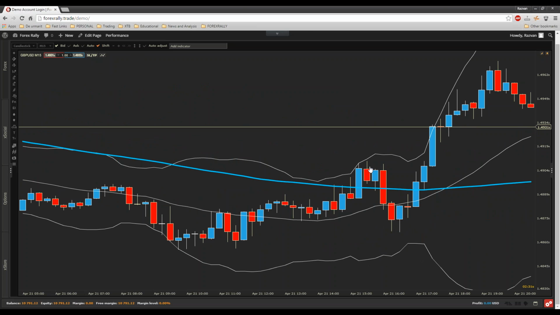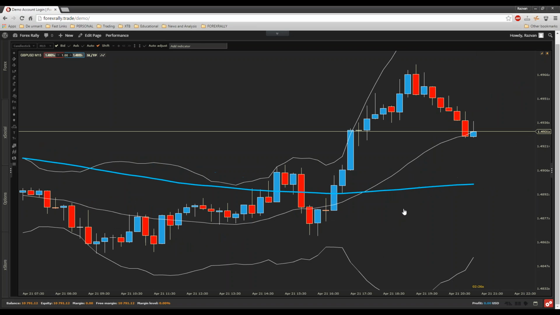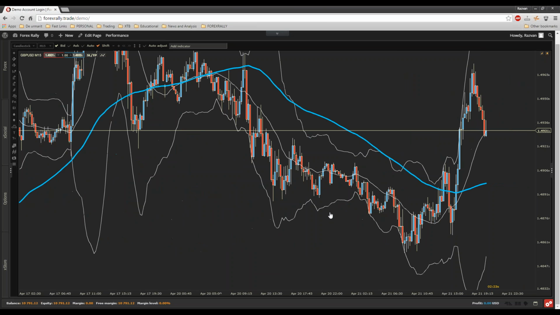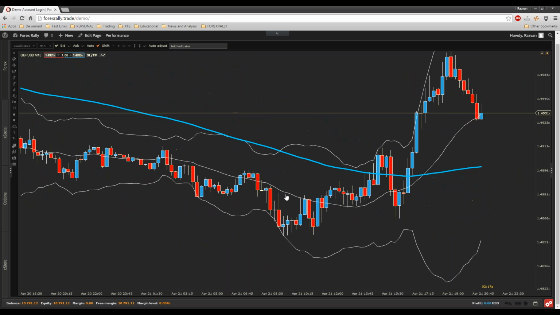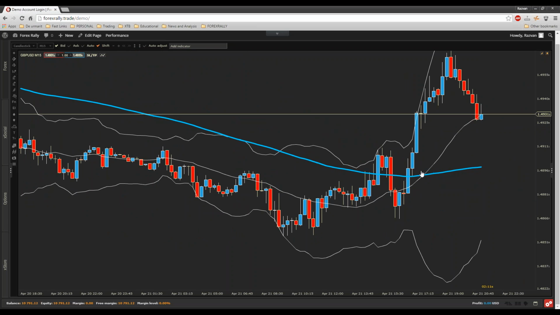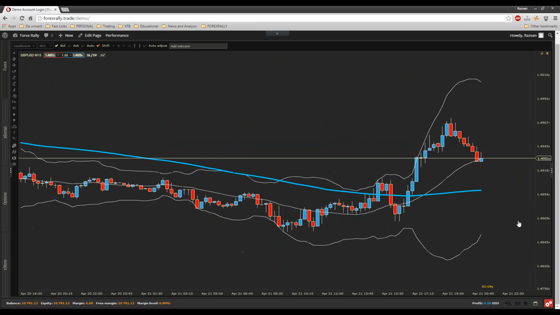So again, it was a range, the price dropped. Now look at this, look what's happening now. After a period of almost sideways movement, the price started to go up, it broke the 100 moving average. Now we have an uptrend. If we are thinking about the moving average definition, we have an uptrend, and the price is only around the halfway of the Bollinger.